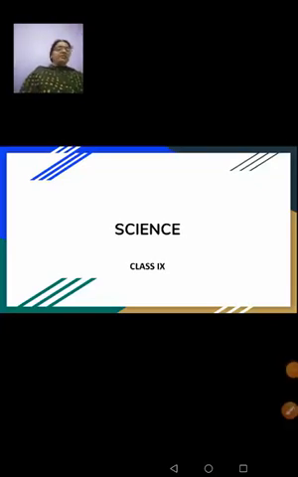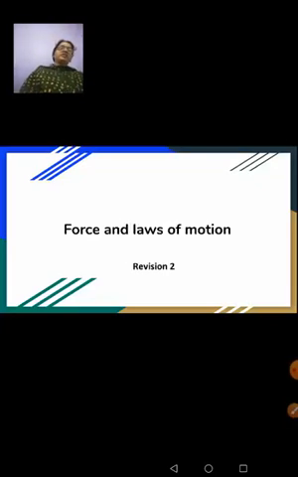Today we'll be doing the second revision of this chapter, force and laws of motion. You know that in the first revision part of this lesson, we covered Newton's first law of motion, and we ended with the mathematical derivation for Newton's second law of motion. In today's session, I'll be discussing a few examples pertaining to Newton's second law of motion, and we'll be covering Newton's third law of motion and the law of conservation of momentum. Derivation also we'll be seeing in detail.